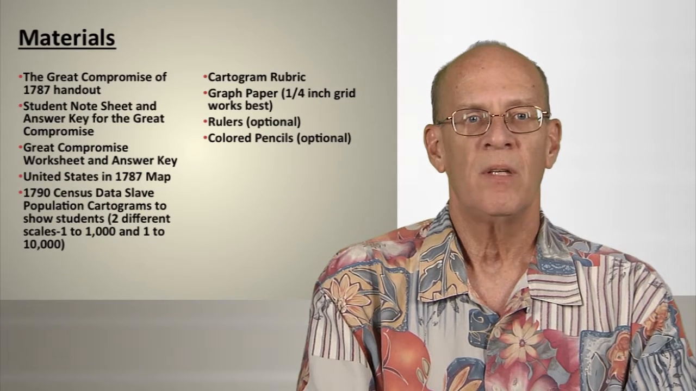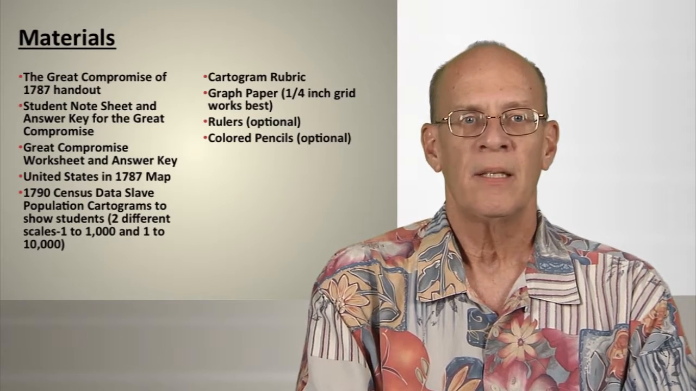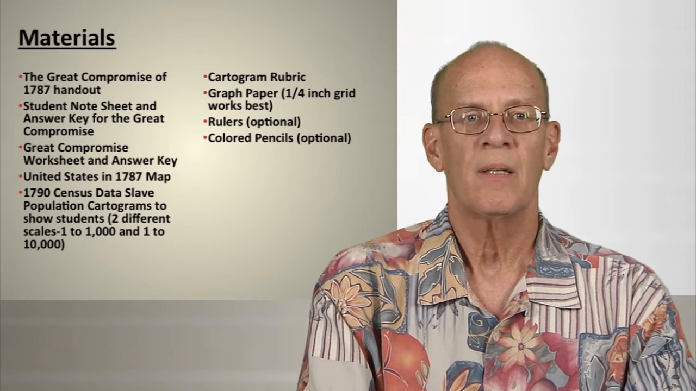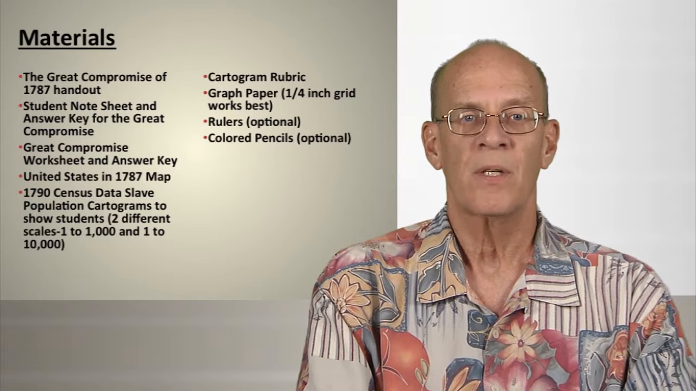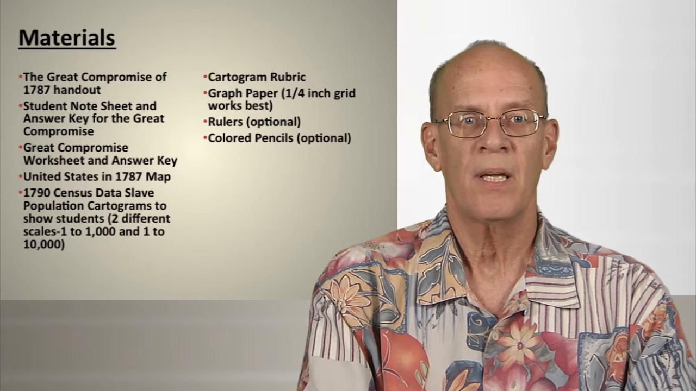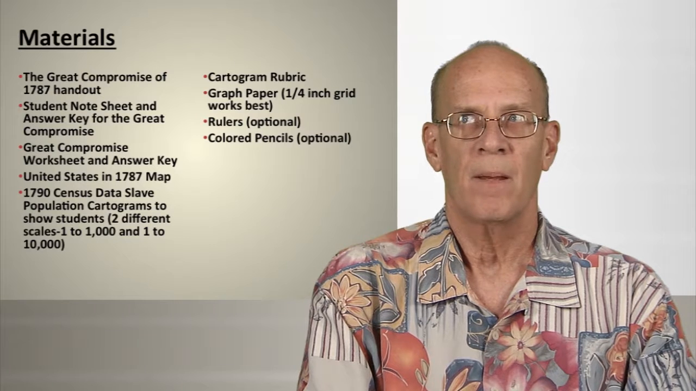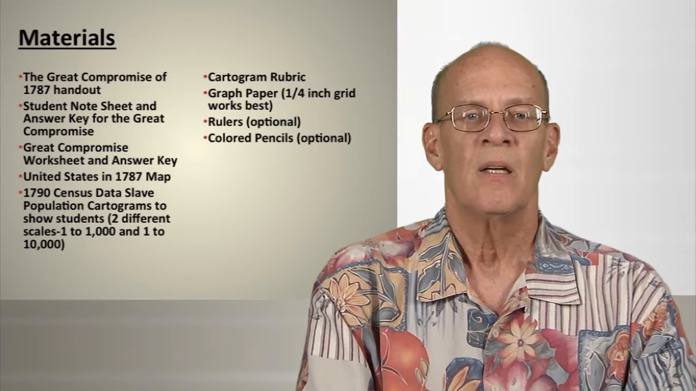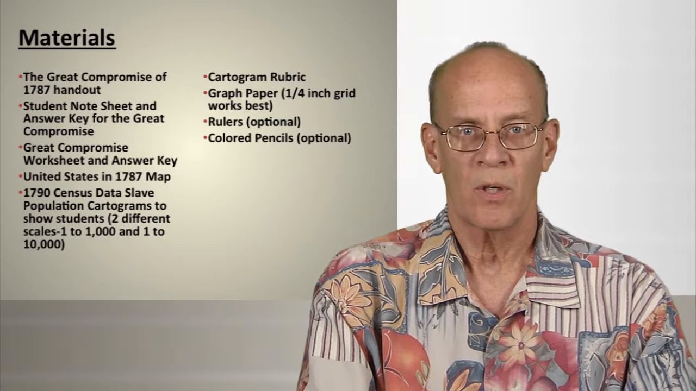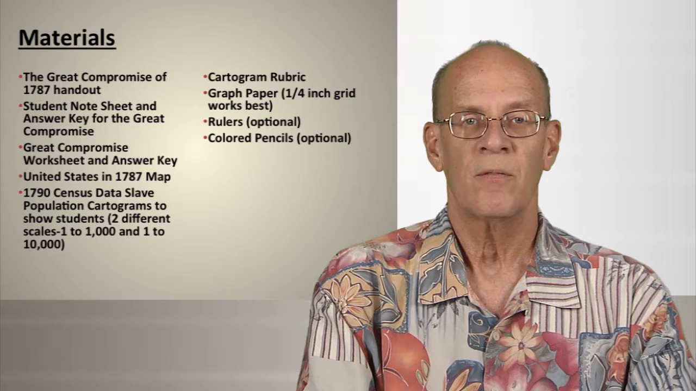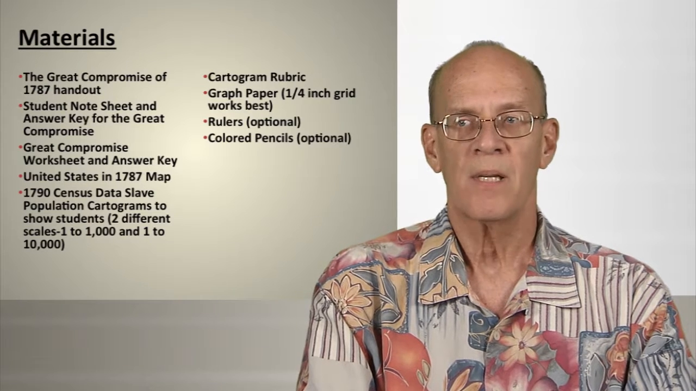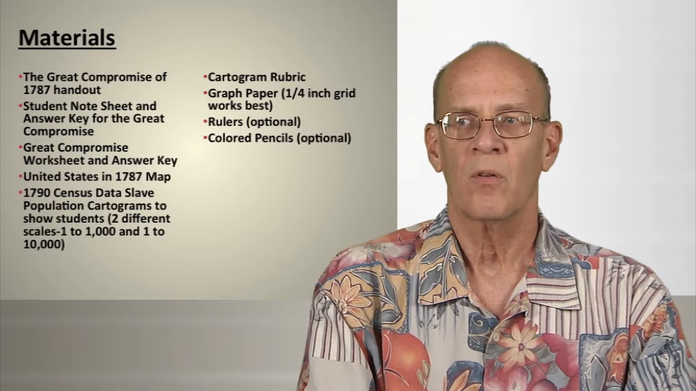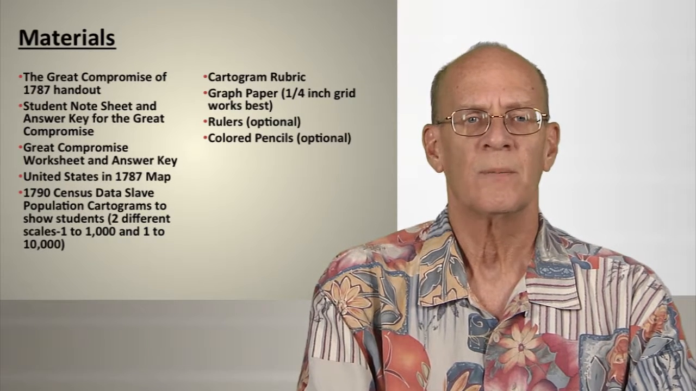The materials that you need for the lesson are all included. We have a handout on the Great Compromise, a student note sheet, an answer key for that, a worksheet on the Great Compromise with an answer key, a U.S. map for 1787, the 1790 census data. We also have sample cartograms to show the students, a rubric for grading the cartogram, a website that you can get the graph paper for, and then if you want to use rulers or colored pencils, students or yourself would need to provide those.